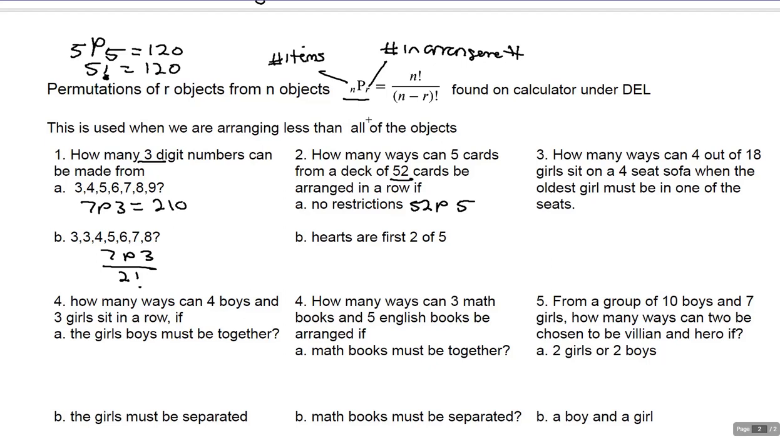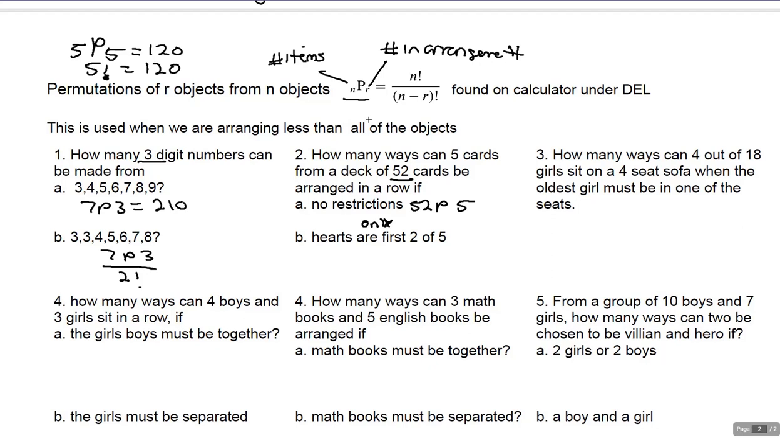Now, I will tell you, this is not worded very well. So let's change it to say hearts are only in the first two. Now, I'm still drawing 5 cards, but the first 2 have to be hearts. Does that make sense?